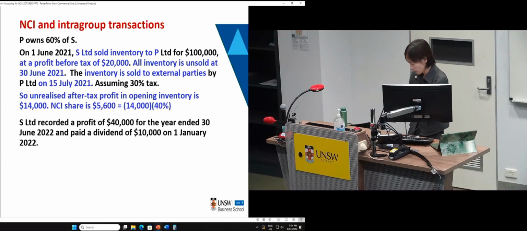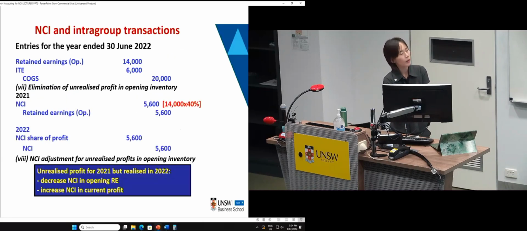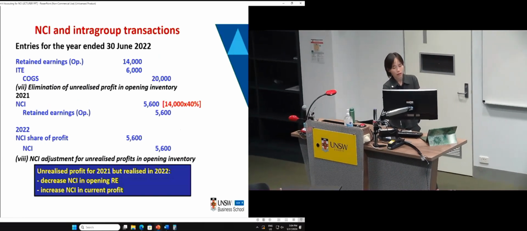Now, this inventory is sold to an outside party, according to the question, before the end of the current financial year. So when it is sold to an outside party, an adjustment is made to cost of goods sold. The cost of goods sold should be reduced by 20,000 because it is overstated from the group viewpoint. We debit retained earnings to eliminate the after-tax unrealized profit contained in opening retained earnings, because at the end of the last year, the inventory transferred from the subsidiary to the parent remained unsold.